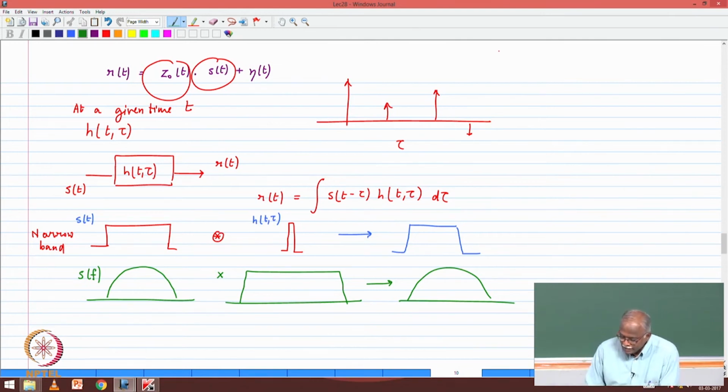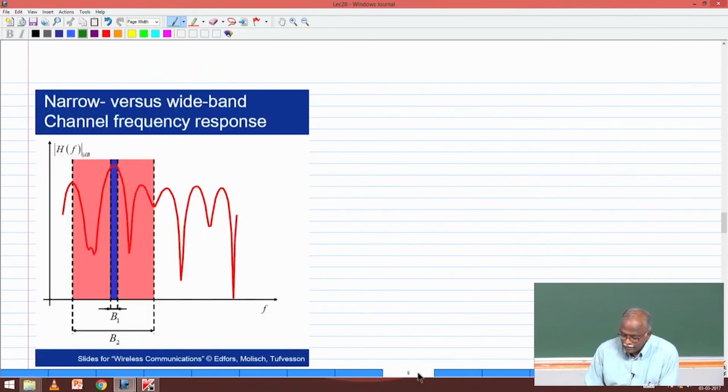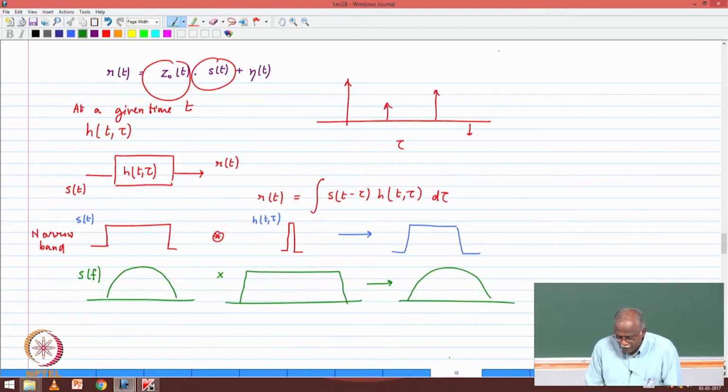And this is the reason why this picture makes sense, because if my signal bandwidth is small compared to the coherence bandwidth, the channel looks like it is a constant. Another way to visualize it is this figure.